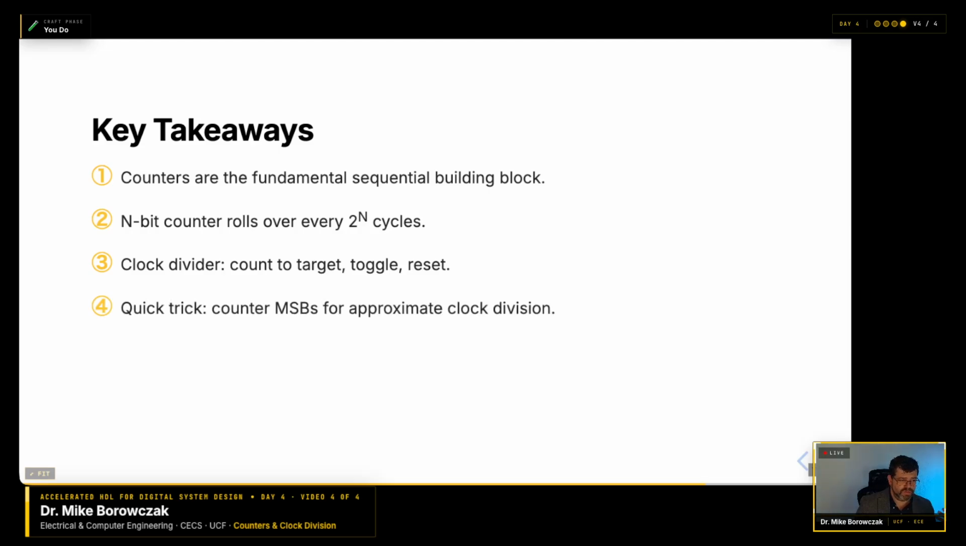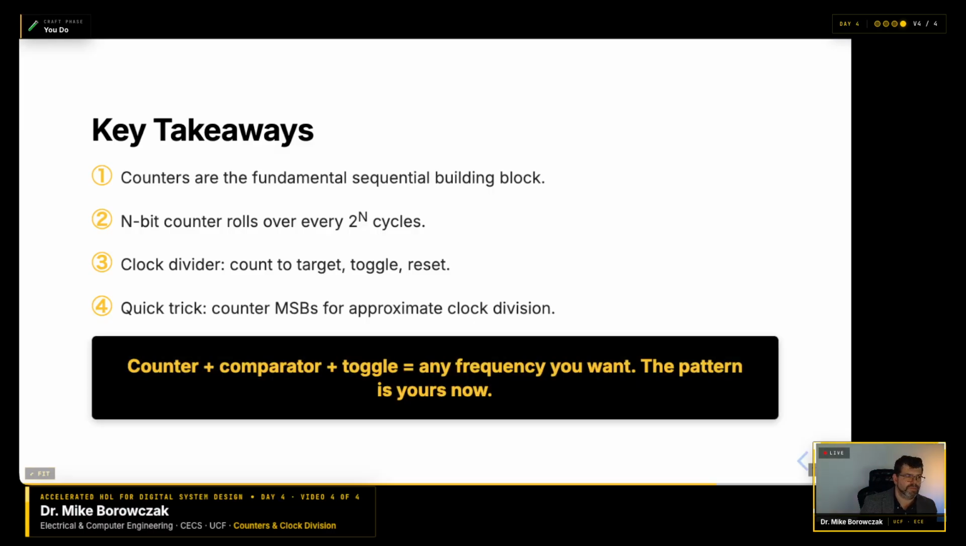If you are looking for some approximate frequencies, or things that are not specific to a protocol where you have some leeway, using the bits you care about within a counter is a really nice approach. So these are basically bit taps. So here you go: counter plus comparator plus toggle equals any frequency you want. All right, so this should work anywhere you need it.